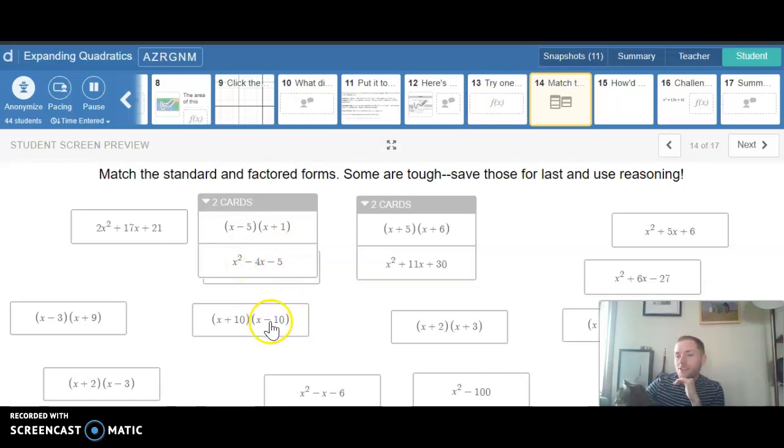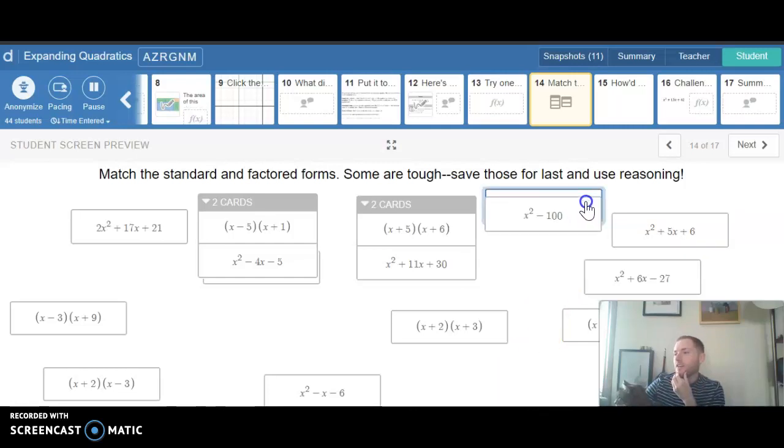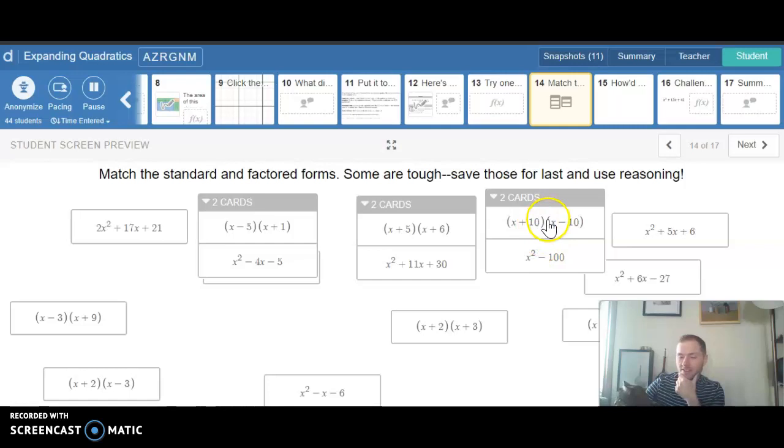There are a few of these that are weird though. Like for example, this one. 10 times negative 10 would be negative 100. So I look for that there. But I notice there's something missing here. I'm going to leave that as a question for you. What is 10x plus negative 10x? Think about that.